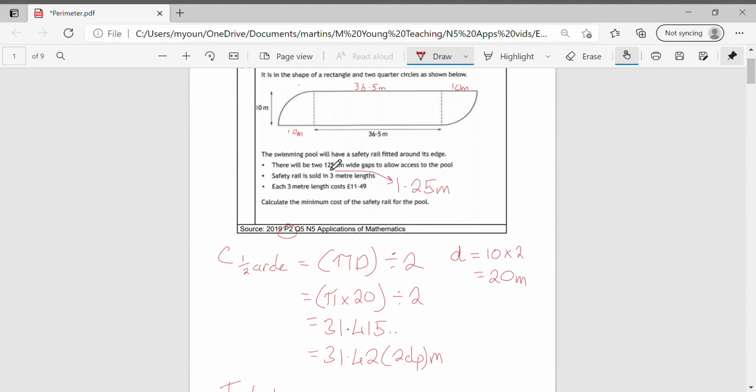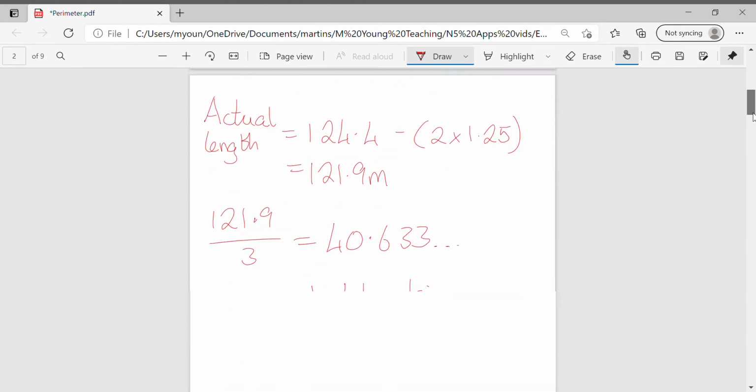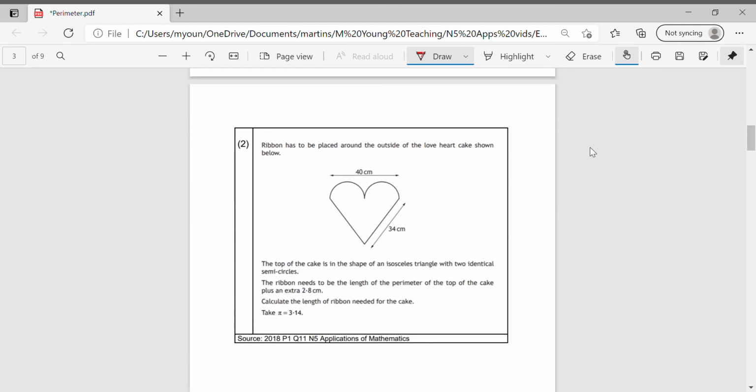Okay, hopefully I've not missed any wee points there. We've got our 2 gaps. It's sold in 3 meter panels, and each 3 meters costs $11.49. So hopefully we've included everything in there, and that's that question finished. Next question. So this is going to be another 2-parter video because there's quite a lot of work in these perimeter questions.